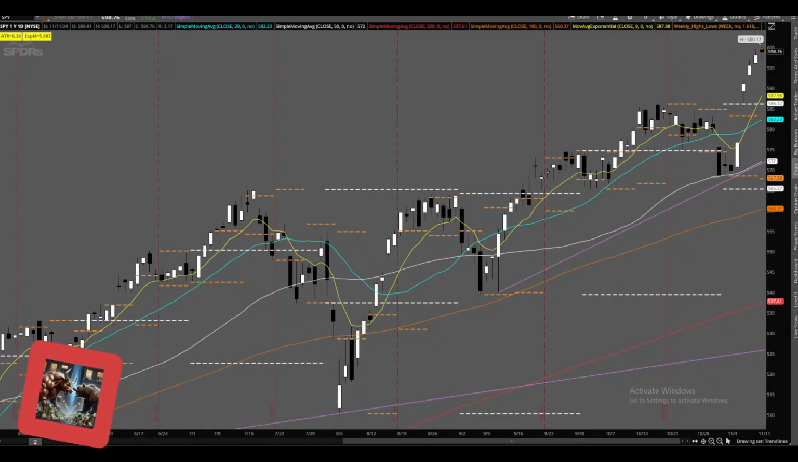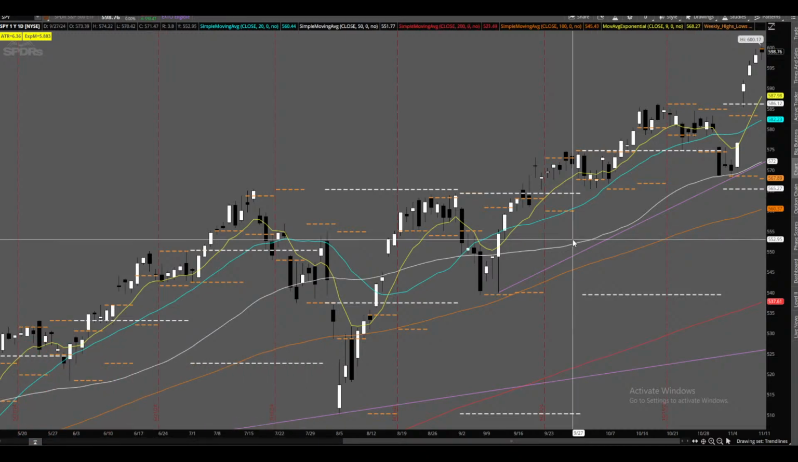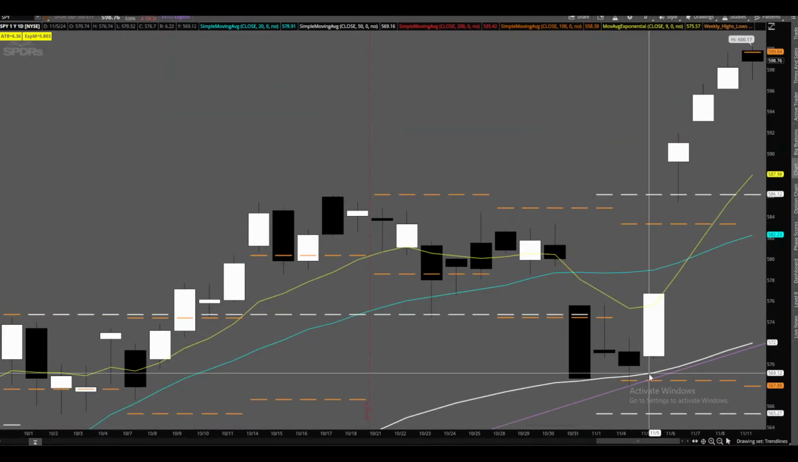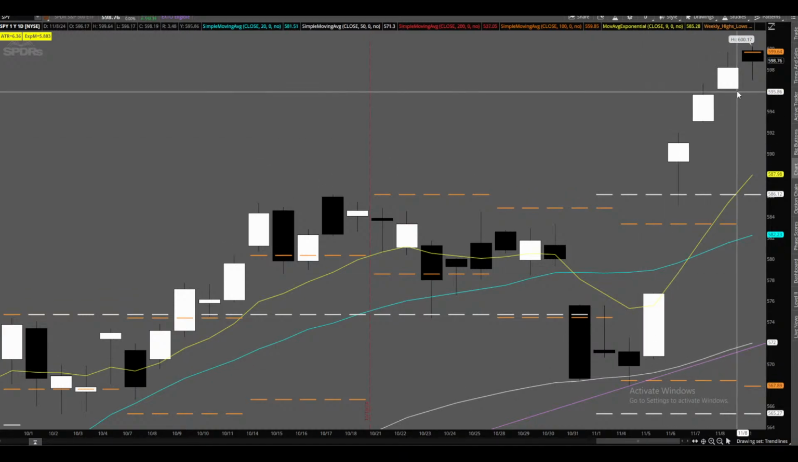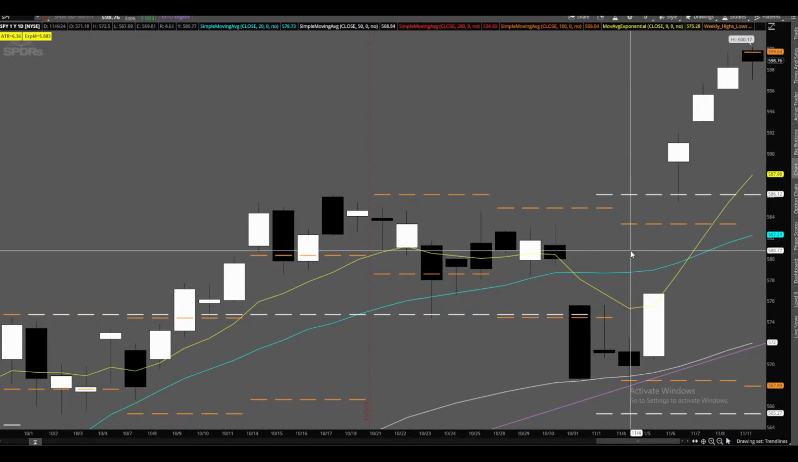So we made a higher low for the fifth day in a row. Okay, so here you go. Well, actually, probably six. So there's a higher low. There's one, two, three, four, five. It's the fifth time we made a higher low.